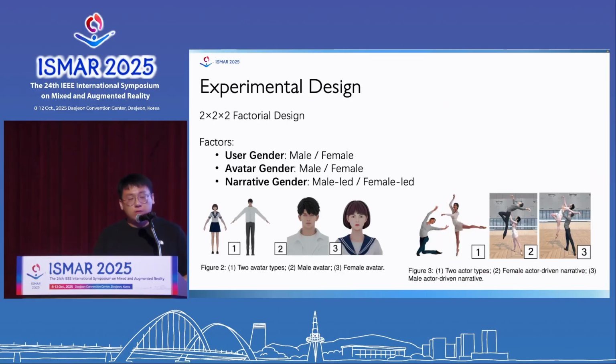So here is also the experimental design. We use a 2 by 2 by 2 factorial design. User gender is male or female, avatar gender is male or female, and narrative gender is male lead or female lead. That gave 8 combinations in total.